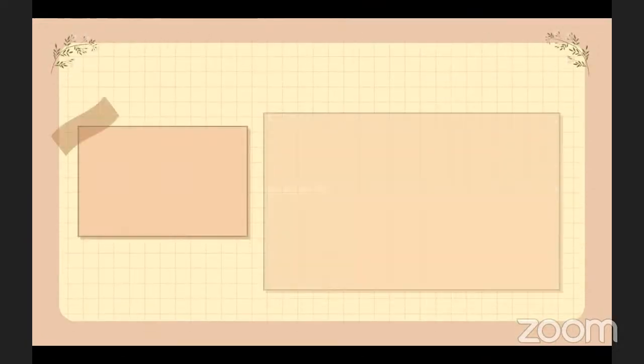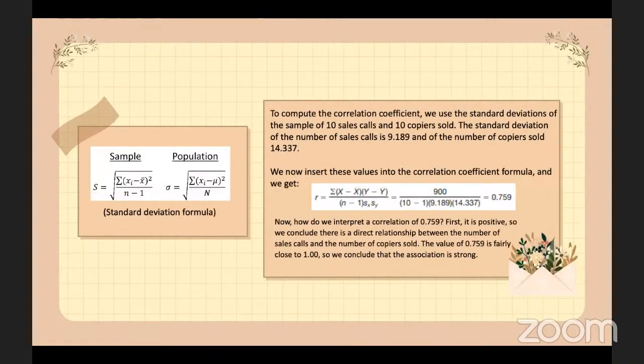we get 0.759. Now, how do we interpret a correlation of 0.759? First, it is positive, so we conclude that there is a direct relationship between the number of sales calls and the number of copiers sold. The value of 0.759 is fairly close to 1, so we conclude that the association is strong.